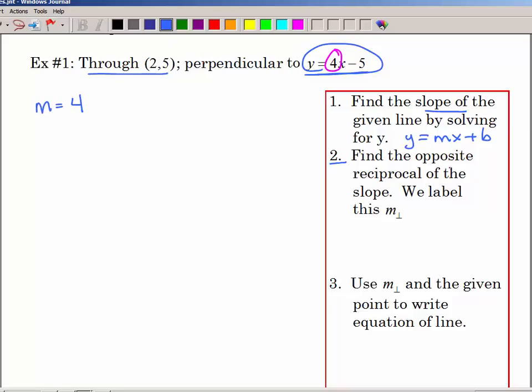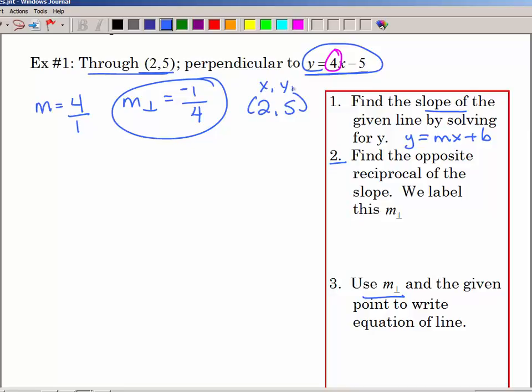But now we need to find the opposite reciprocal of that slope, and I'm going to label it with that symbol, meaning perpendicular. Well, how do I flip that? Put that over 1. So the reciprocal is 1/4, and the opposite part would be the negative. Now we're going to use the slope that we just found, the perpendicular, and the given point (2, 5). Remember that's x1 and y1, and we're going to use that point slope formula. So we have y minus 5 equals negative 1/4 times x minus 2.